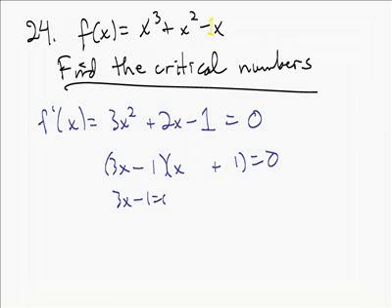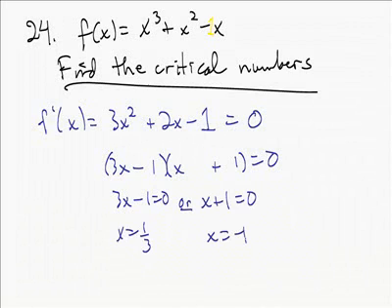So we got 3x minus 1 equals 0, or x plus 1 equals 0. So x is either 1/3 or x is negative 1. So we have these two critical numbers. Now, are they maxes or mins? Well, we'll try and figure that out in future problems, but for right now, these are our two critical numbers.